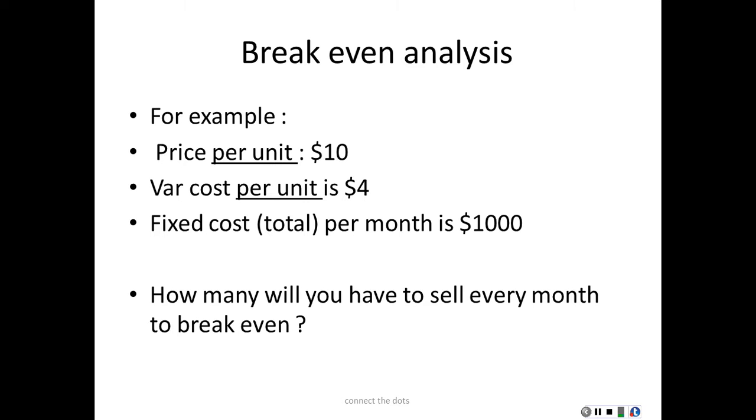And let's say to run the business, the total fixed cost, the utilities, the rent, insurance, everything adds up to $1,000. So now that we know what the unit price will be, what the variable cost will be, and what the fixed cost will be, the question is, how many will you as a business have to sell every month to break even? Which means you have to sell a minimum of that many if you want to at least be at a 0 point. Anything above that will make you profit, anything below that you will lose money. So that's what we want to do, okay?